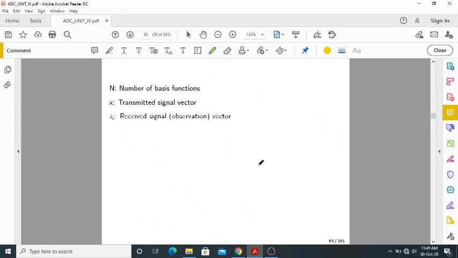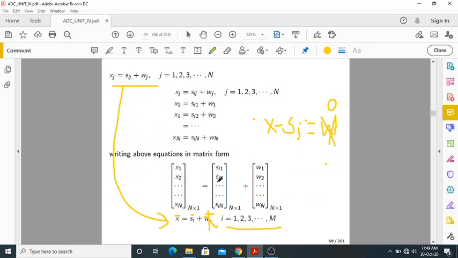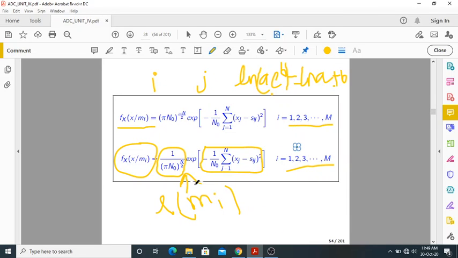This is the likelihood function, or log likelihood function. This is what you get. The e power term is eliminated, and I am not writing the constant term. Let me go back. What is the constant term? ln of (1 by pi N naught) to the power of n by 2. It is a constant because it depends neither on i nor on j. It is not a variable, so we ignore this constant term.